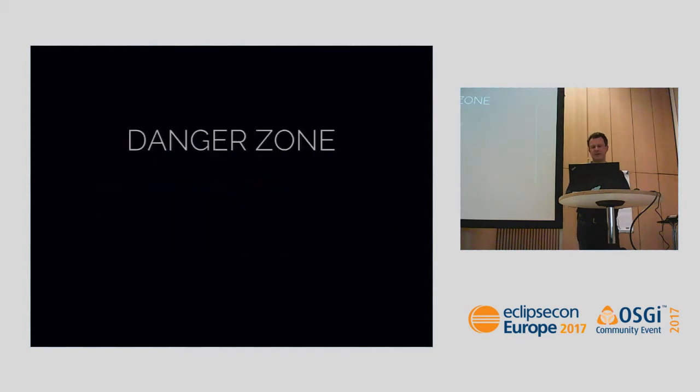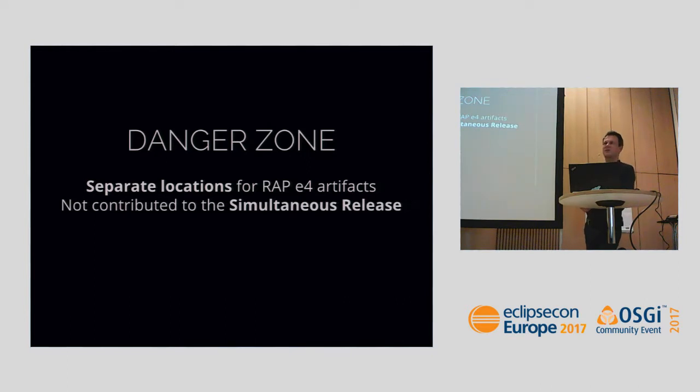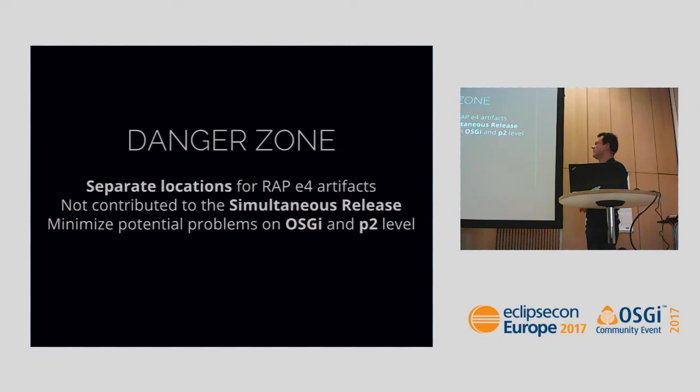Here again, the same warning. It's a danger zone. Don't mix those up with the other platform features. To make it harder to circumvent this, we provide these in separate locations from our other bundles. If you see a P2 repository that has the E4 in its name, then it's the RAP E4 P2 repository. What else are we doing? We are not contributing those things to the simultaneous release because other people would hate us if we did. And we are trying our best to minimize potential problems on OSGI and P2 level by providing these bundle headers. And on the P2 level, we try to define negative requirements which help prevent this as well.